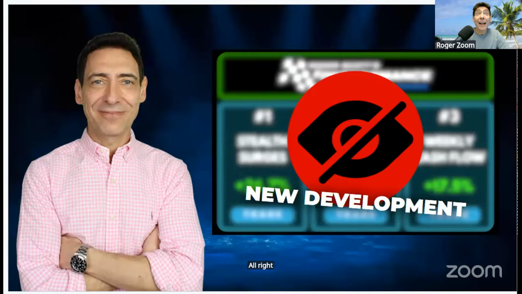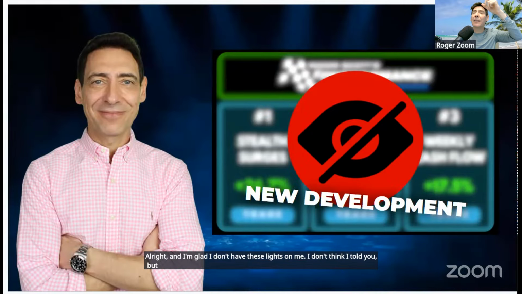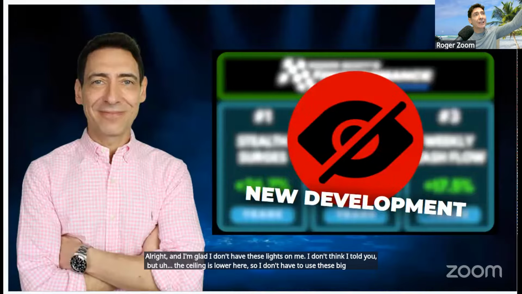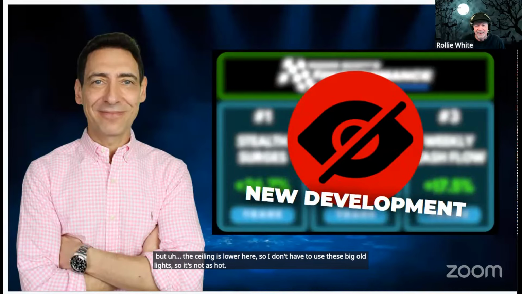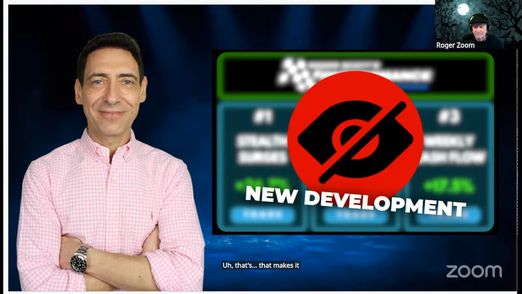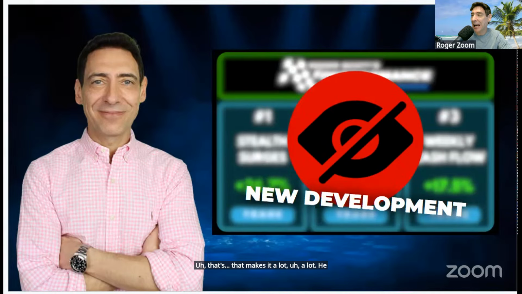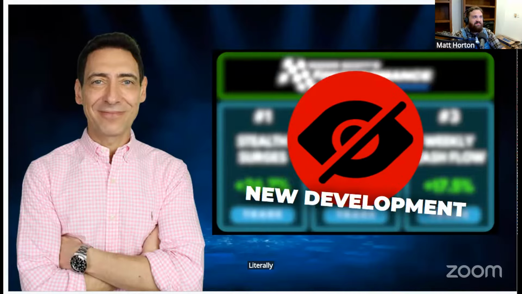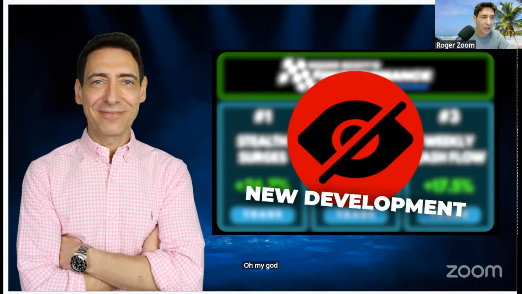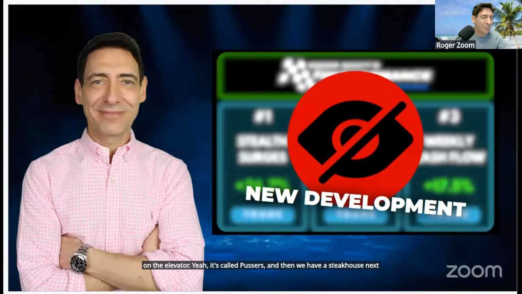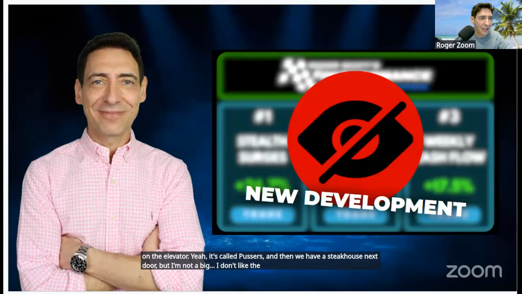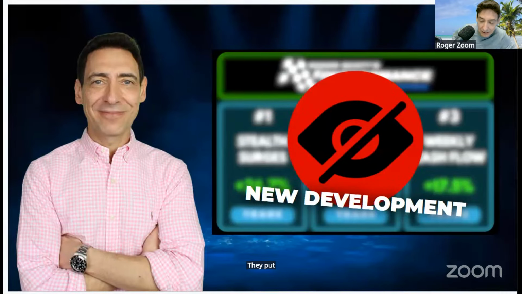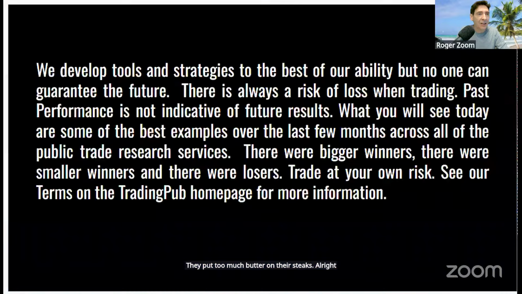All right, and I'm glad I don't have these lights on me. I don't think I told you, but the ceiling is lower here, so I don't have to use these big old lights, so it's not as hot. All right, good. He already got lunch. There's a restaurant right below us, literally below. Down the elevator. Then we have a steakhouse next door. But I don't like the steaks here. I don't like Ruth's Chris. They put too much butter on their steaks. All right. On that note, let's begin.